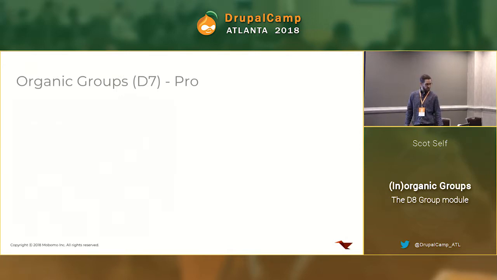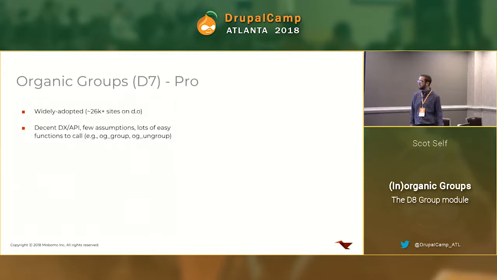So in D7, we'll talk about organic groups really quickly, about what's good about it. It's obviously pretty widely adopted. Everybody's probably heard of organic groups, at least. It has a pretty good API developer experience. There are lots of easy functions to call, just OG group to put somebody in a group, OG ungroup to take them out of a group, or to take content in and out of a group. So sort of associate and dissociate content and members with a group.